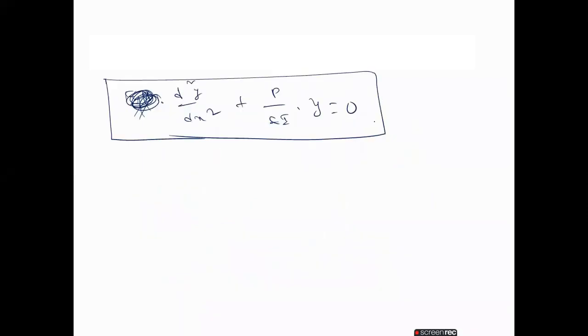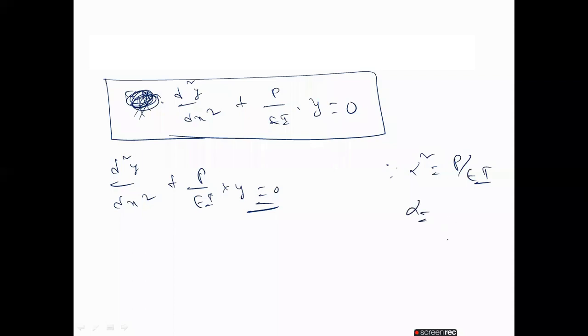Okay. So now the solution for this one I will write here: d square y by dx square plus P by EI into y equal to 0. Now suppose we take alpha square equal to P by EI. Then alpha equals the square root of P by EI. You can now substitute here: d square y by dx square plus alpha square y equal to 0.